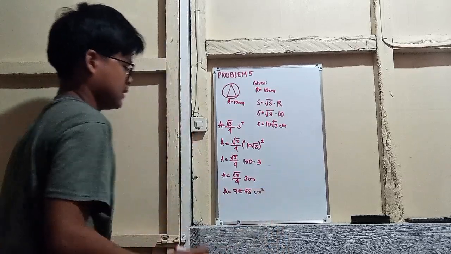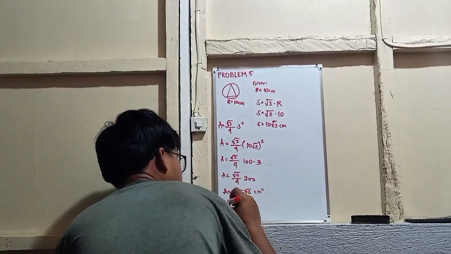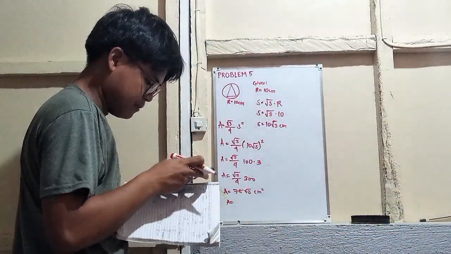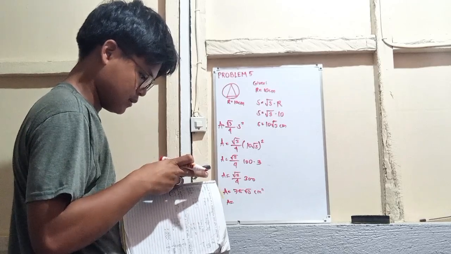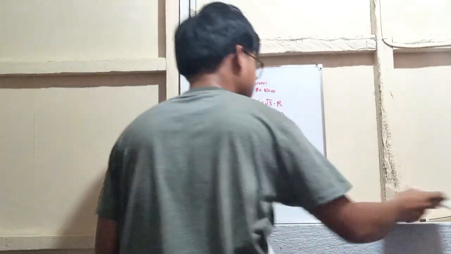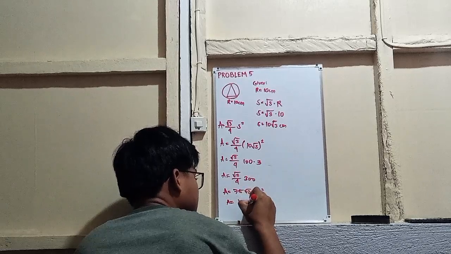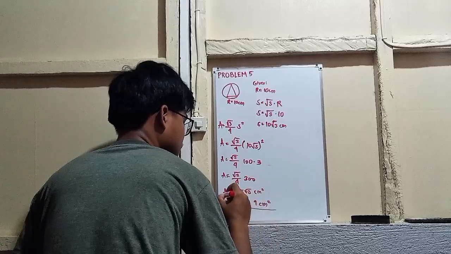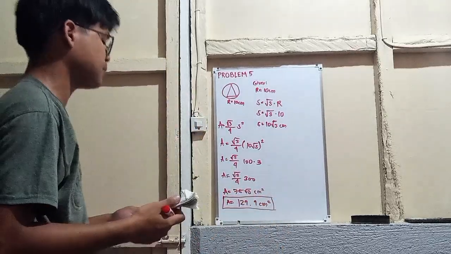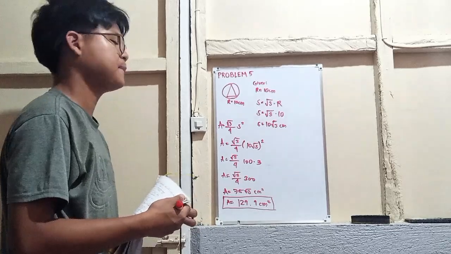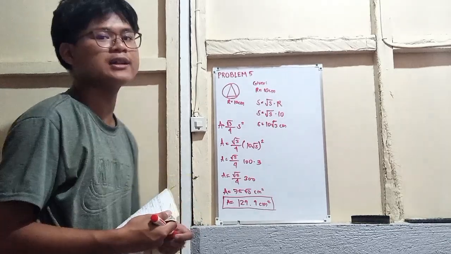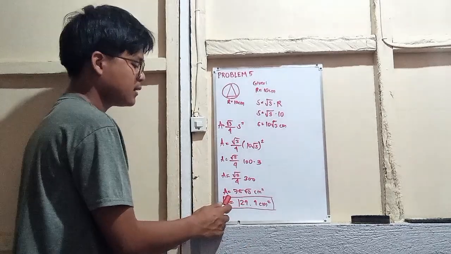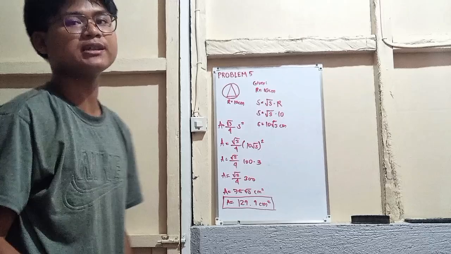Then simplify. 75 square root of 3, we will get the value of 129.9 centimeters squared. So we now have the final answer for the area of our equilateral triangle inscribed in the circle. So A, or the area, is equal to 129.9 centimeters squared.